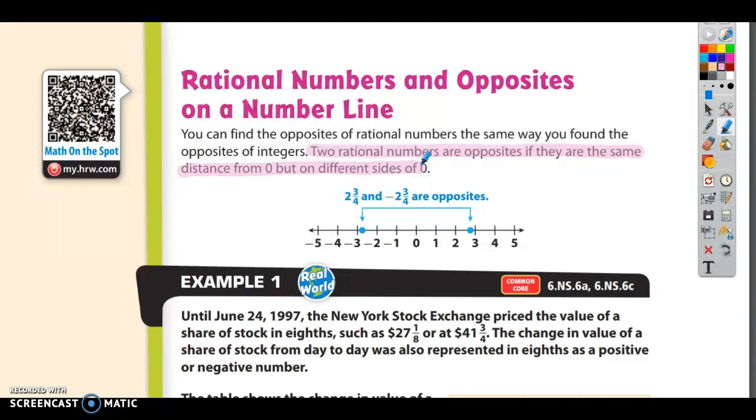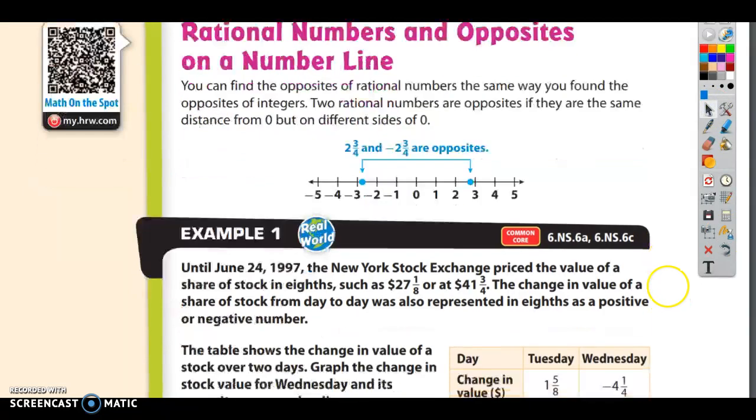So let's check out the example they provide us. 2 3/4. I think I have these backwards. 2 3/4 is over here. 2 3/4 would be from 0, 1, 2, and 3/4 of the way. So 2 3/4 spaces to the right of 0, and negative 2 3/4 would be 1, 2, and 3/4 to the left of 0. They're opposites because they're the same distance from 0 on opposite sides of the number line.